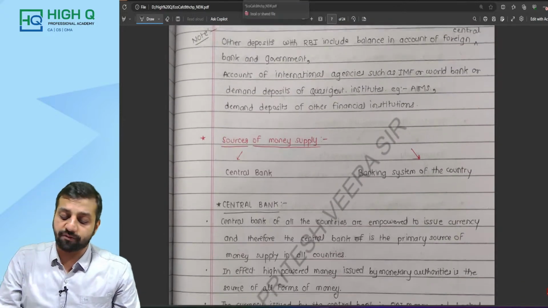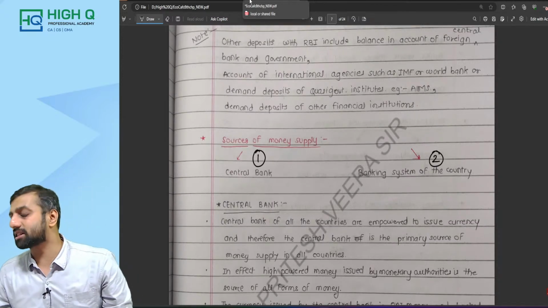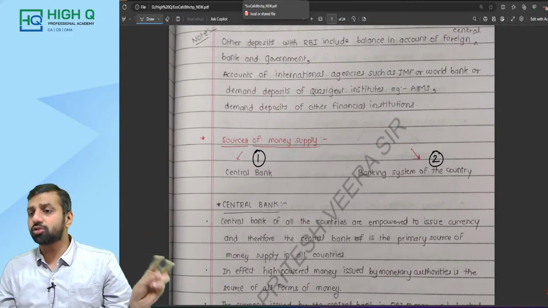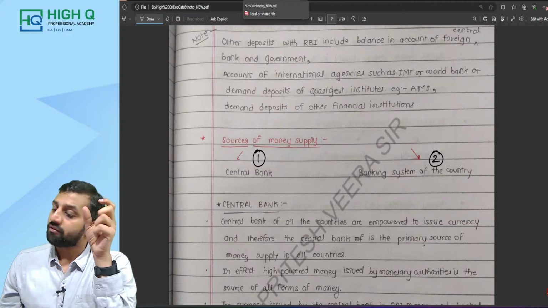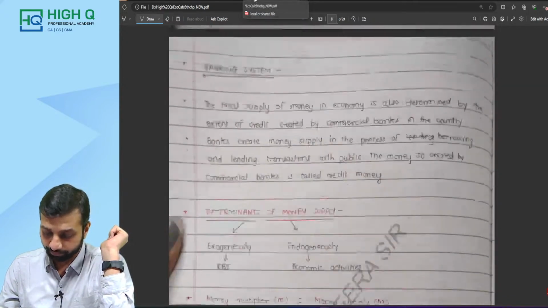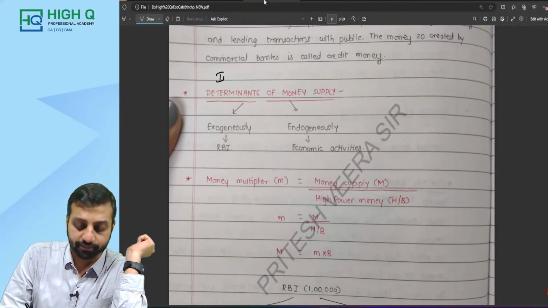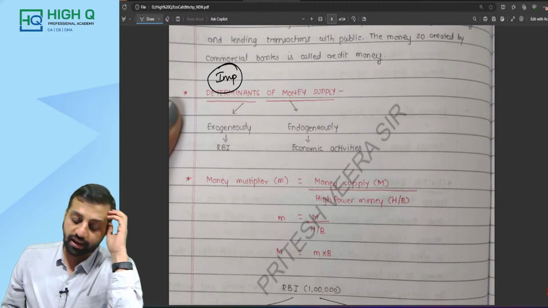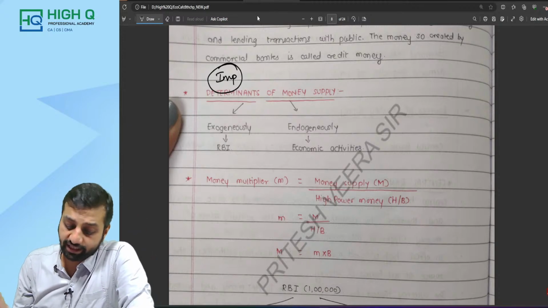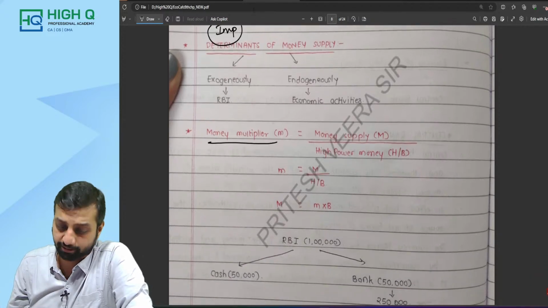So what are the sources of money supply? The first source is the central bank, the other source is the banking system of the economy. So money supply can be through two sources. One is the central bank and one is the banking system. Now this is a very important concept wherein we talk about the determinants of money supply. And in determinants of money supply, first we need to understand the money multiplier.